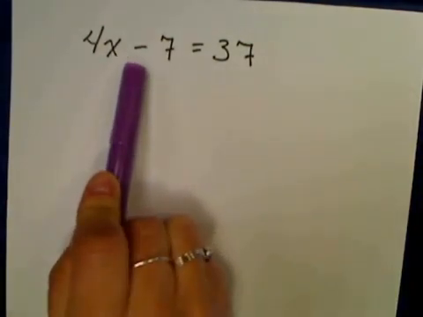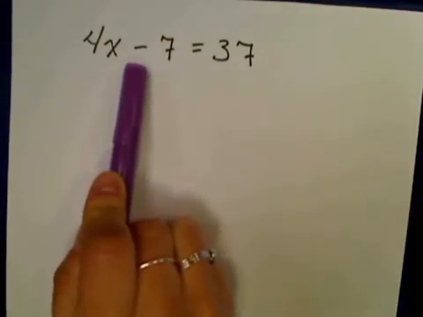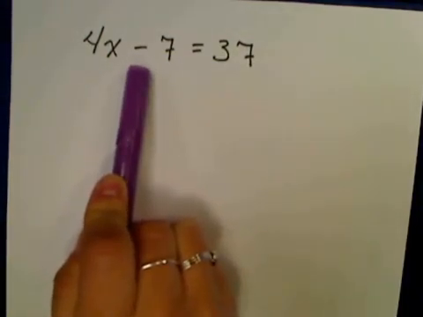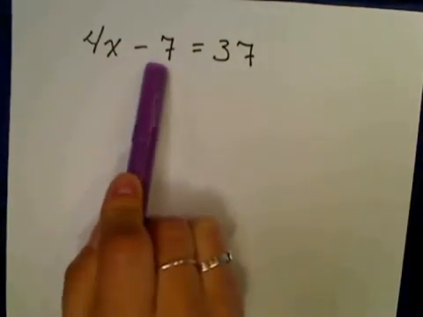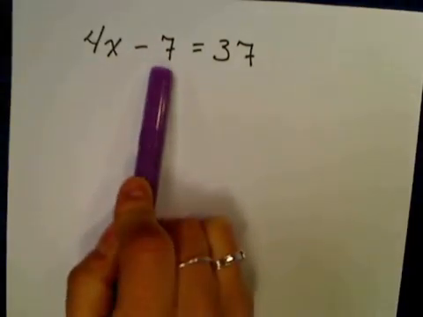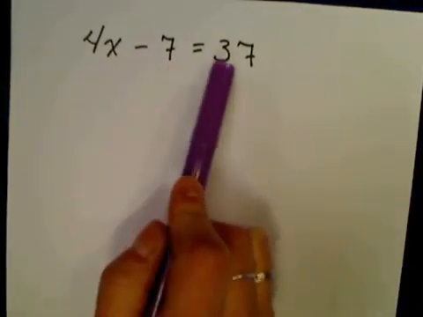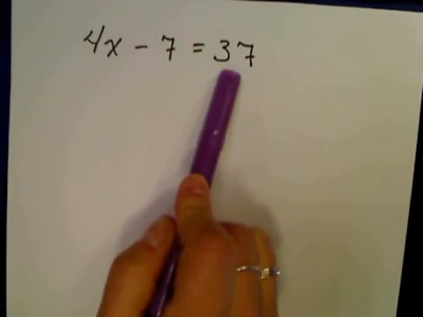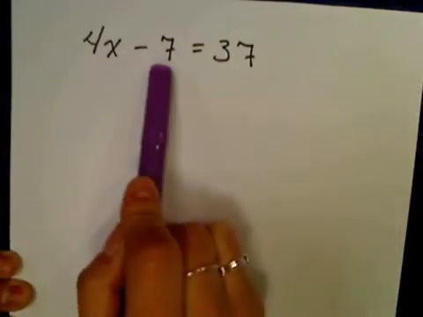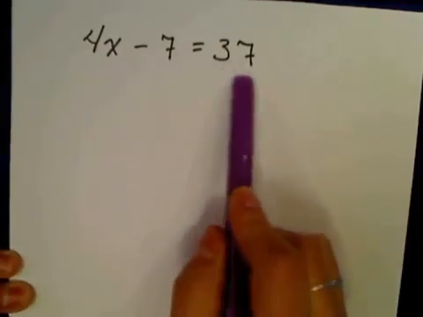Well, we said separated by addition. Correct, but remember, subtracting is the same thing as adding a negative. So this is really adding a negative 7. So our second term is negative 7. The equal sign stops that term, and then on the other side we have one term, 37. So we have 4x is one term, negative 7 is the second term, 37 is the third term.